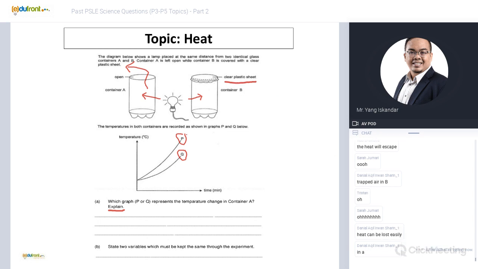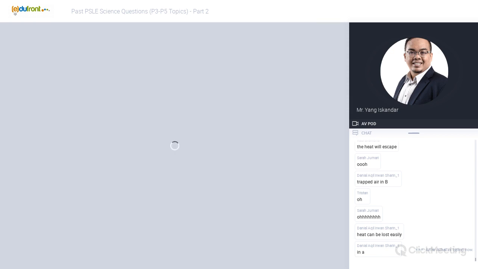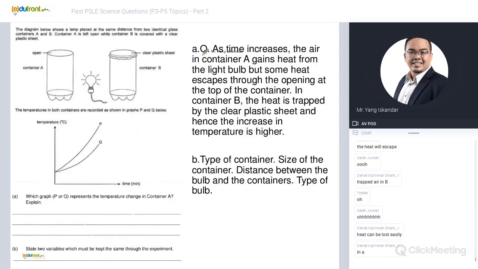Okay, so from there, what's the answer? Okay, the answer is Q. Yes, who got Q as the answer? Very good. Okay, so importantly is the explanation. So let's take a look at the graph. Let's analyze the graph. So this is the temperature. The vertical axis is the temperature, and the horizontal axis is time. So as time increases, you can see that in both graphs, the temperature increases. Why? Because in both situations, the air in the container gains heat. The air in container B gains heat as well as the air in container A.